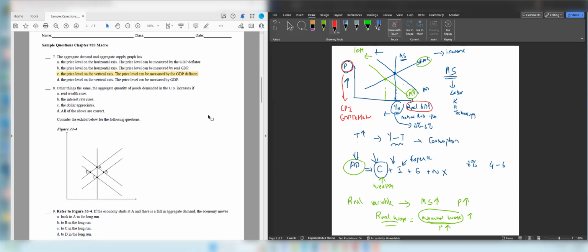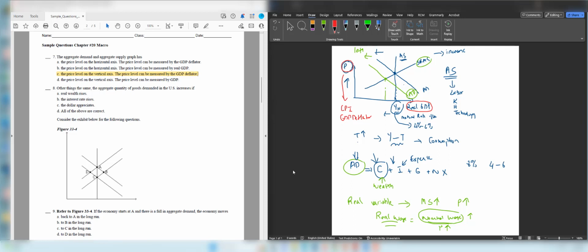Next question. Other things the same, the aggregate quantity of goods demanded in the US increases if... so we need to find the situation where the AD curve shifts. Okay, so remember, the aggregate demand curve has 4 components: consumption, investment, government spending, and NX. Anything that affects these 4 components will have an impact on AD. So let's see the answers. If the interest rate rises, investment becomes tough. Why? Because the cost of borrowing increases. Therefore, investment projects could be stopped. And that's not the correct answer.